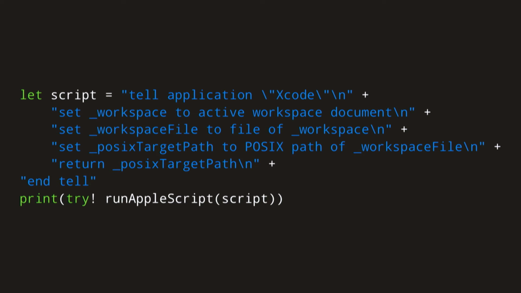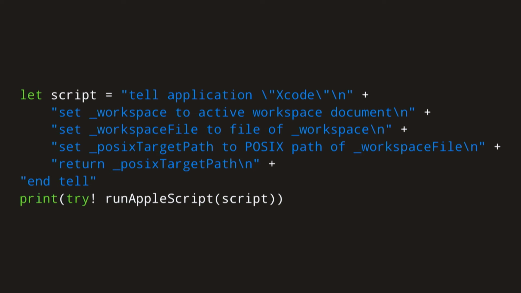And for example, this is an AppleScript with which we can get the path to the current workspace that is active inside Xcode. As you can see, AppleScript looks really weird, but you can figure it out if you know other programming languages. So this will basically ask Xcode what is the active workspace document. You can then get the file of it, and from that you can get the path. And then it returns the path. And this will be a string that the run AppleScript function then returns if we pass it that script.